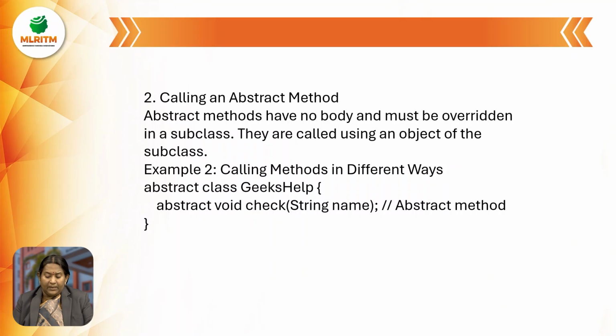Let us see an example of calling methods in multiple ways. Abstract class GeeksHelp. This is the abstract class. Whenever we want to declare a method as abstract, then we have to create that class as an abstract class only. A method inside the class being abstract means for sure the class should also be abstract. Here abstract void check of String name. Check is the name of the method, String name is the parameter, and abstract is the keyword we have to use when we want to declare the method as an abstract method, and it does not contain any body for the code.